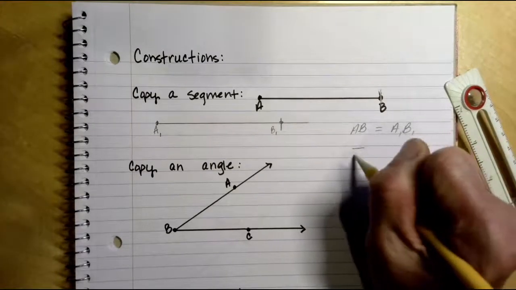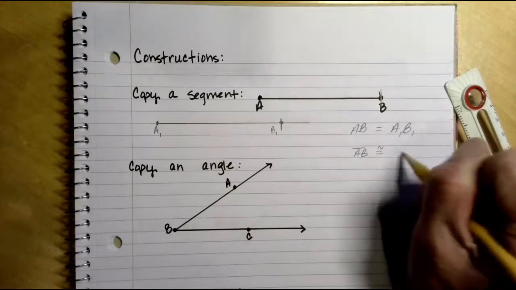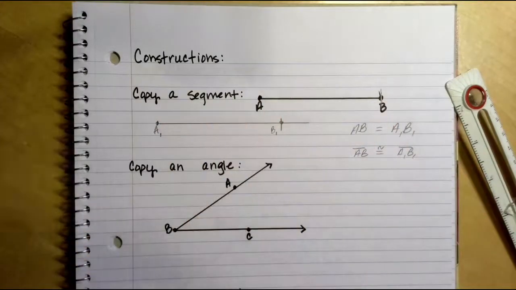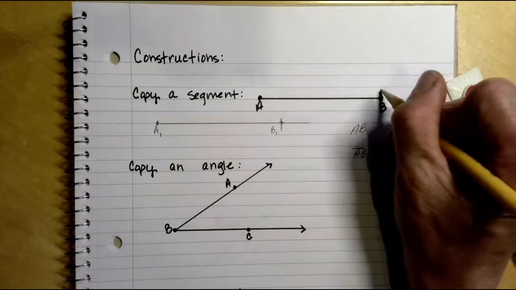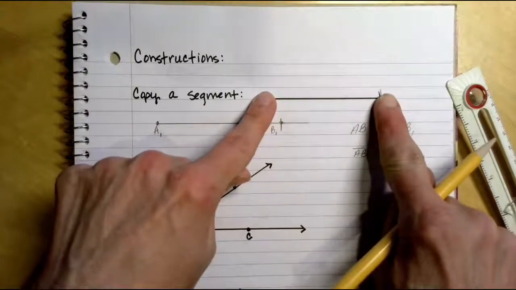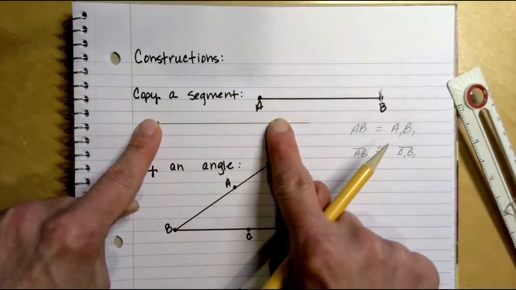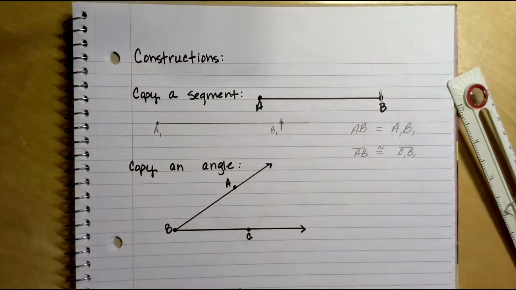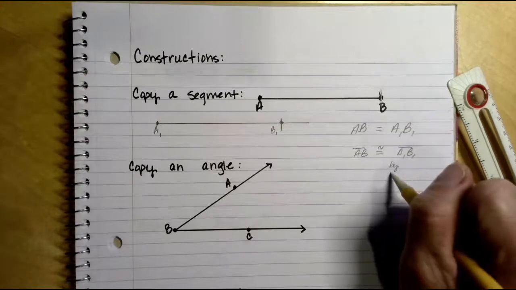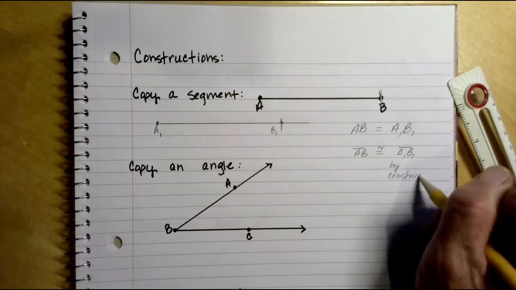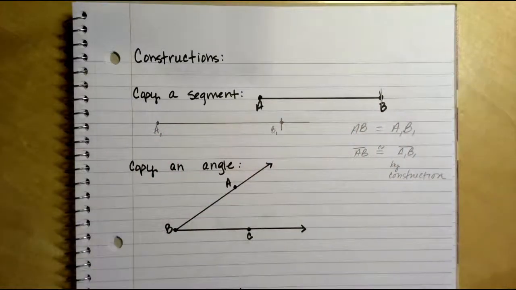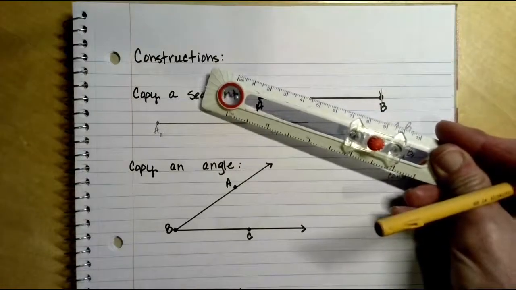So I know that segment AB is congruent to segment A prime B prime, because this distance was exactly transferred over. And these pencil marks here are what guarantees that this space was transferred to this space. And we can say that these are going to be congruent, and we use the phrase "by construction" to guarantee that this and this are the same distances because they were both locked into this tool.